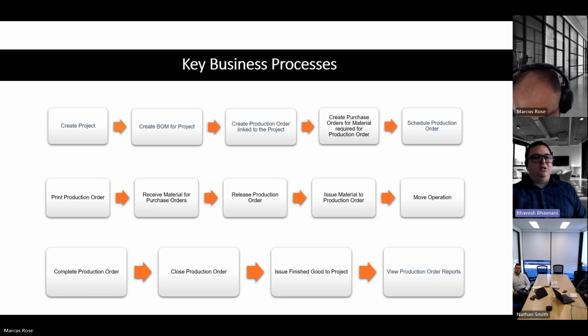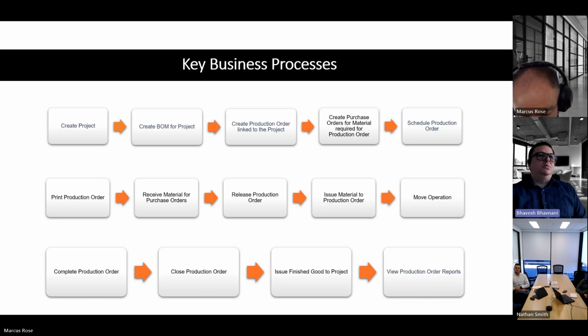Then I can issue different kinds of material to my production order based on what I have received from my supplier. And then I can mark each operation as completed as and when it is completed in real life. I do this until my complete tiny home is ready, and then I can mark the production order as complete, and I can close it.